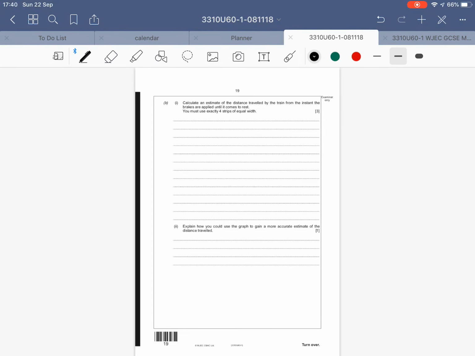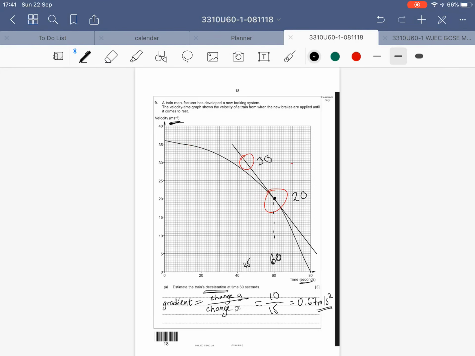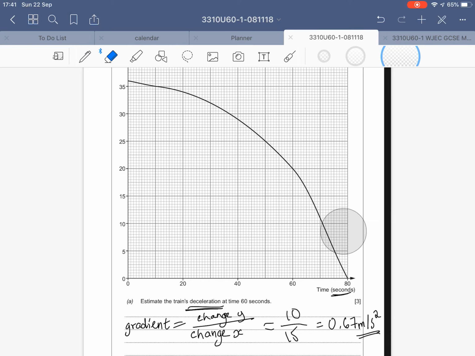Okay. Calculate an estimate for the distance travelled by the train from the instant the brakes are applied until it comes to rest. You must use 4 equal strips. Unfortunately you can't do this, but I'm just going to get rid of all of my workings on here. You want to split this into 4 equal strips.